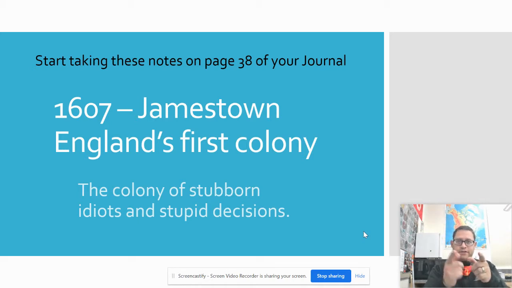As you can see up there at the top of the screen, hopefully you can see my mouse moving around. Go ahead and go to page 38 to start taking these notes. Even if you have pages 33 to 38 and they're blank, whatever, just go to page 38. Some people are already all the way up to page 38, but go ahead and go there. And it should be titled 1607 Jamestown, England's First Colony. Or you can just title it 1607 and then Jamestown, and then underneath that, write England's first colony.